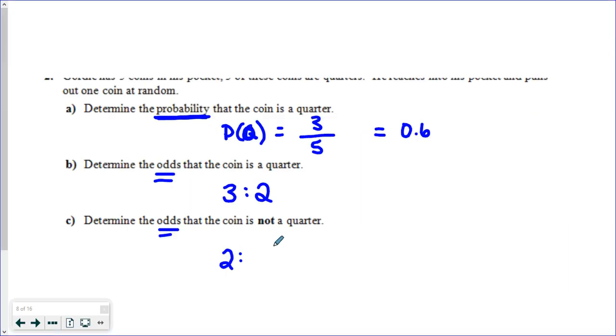So determine the odds that the coin is not a quarter. So 2 coins are not a quarter. 3 coins are a quarter. So that would be 2 to 3.